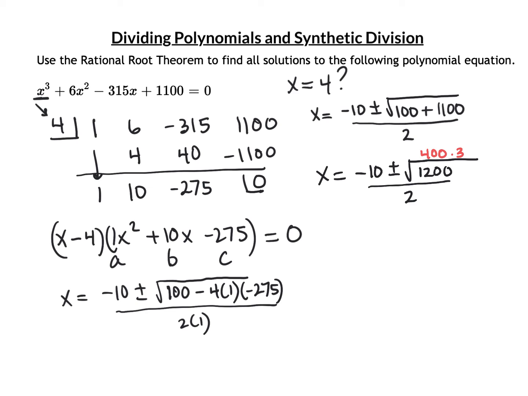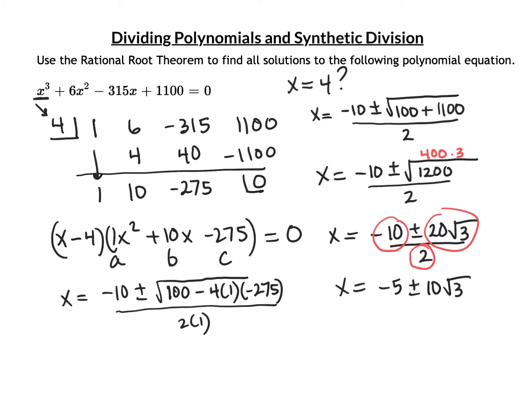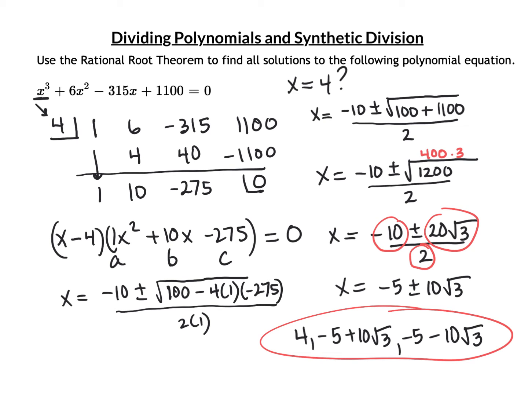And there's a perfect square in 1200 of 400. It's 400 times 3. We'll take the square root of 400 out in front of the root. This all simplifies to -10 plus or minus 20 root 3, all divided by 2. Every term is divisible by 2. Divide all the terms by 2, and that simplifies to -5 plus or minus 10 root 3. The zeros then for this cubic, there are 3 of them, 2 irrational and 1 integer. They are 4, -5 plus 10 root 3, and -5 minus 10 root 3.